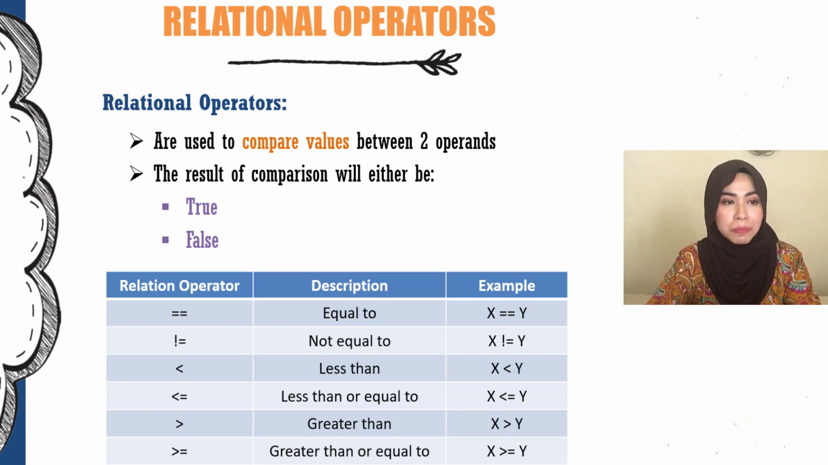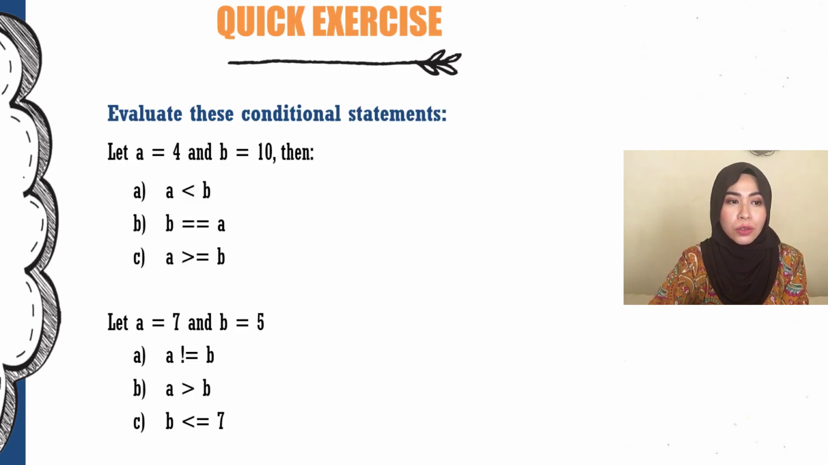So for example, let A equals 4 and B equals 10. Then A less than B. Is that a question? Yes, because you're asking whether A is less than B. So what you're doing is comparing between two values. Since A is 4 and B is 10, is A less than B? True. Then B equals A. Is B equals to A? Is A, which is 4, and B, which is 10, the same? No, so it is false. Is A more than or equals to B? The answer is false, since A is 4 and B is 10.